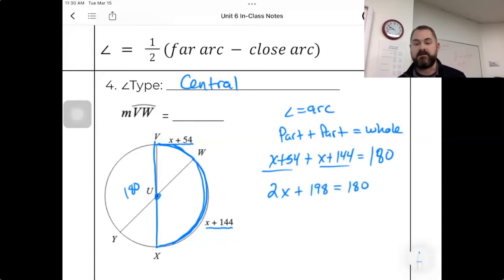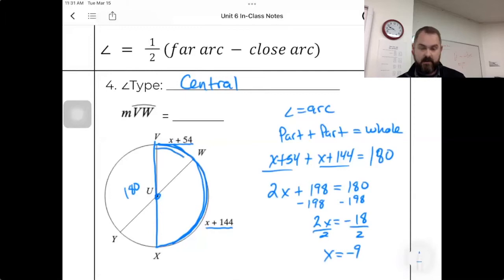And so now I can solve this for x by first subtracting 198 from both sides, which is negative 18. You do get a negative x value. That's okay. Because when we divide by positive 2, we get x is negative 9. But your final answer is arc VW, this arc, which is x plus 54. So I'm going to take my negative 9 for x and add 54 to it, and I should get a total of 45 degrees for the measure of arc VW.